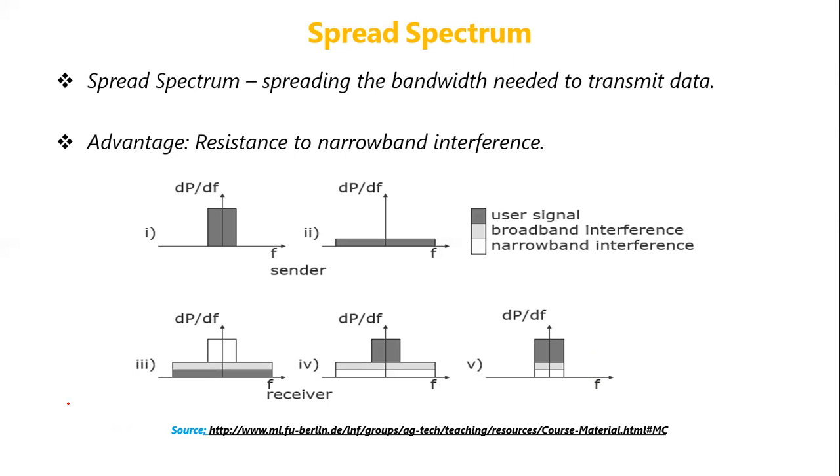First, what we will be discussing is direct sequence spread spectrum. We'll be discussing two types of spread spectrum: one is direct sequence spread spectrum, and the other one is frequency hopping spread spectrum. So first, let us understand what is meant by direct sequence spread spectrum.